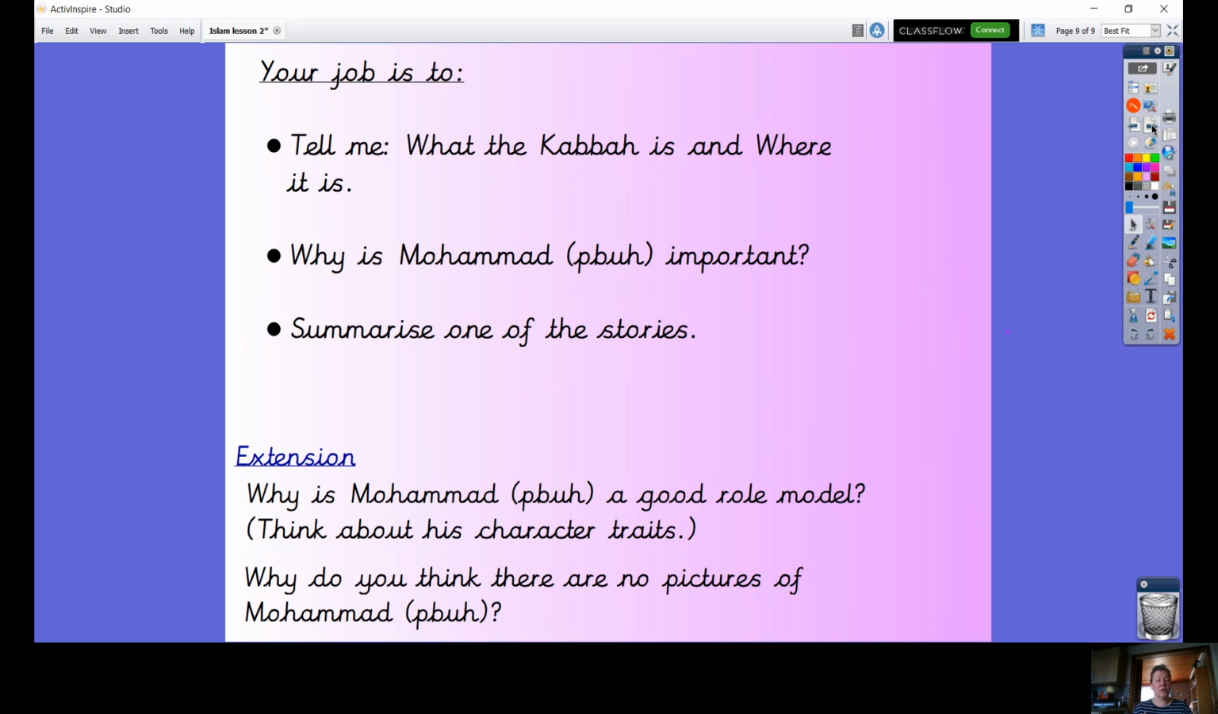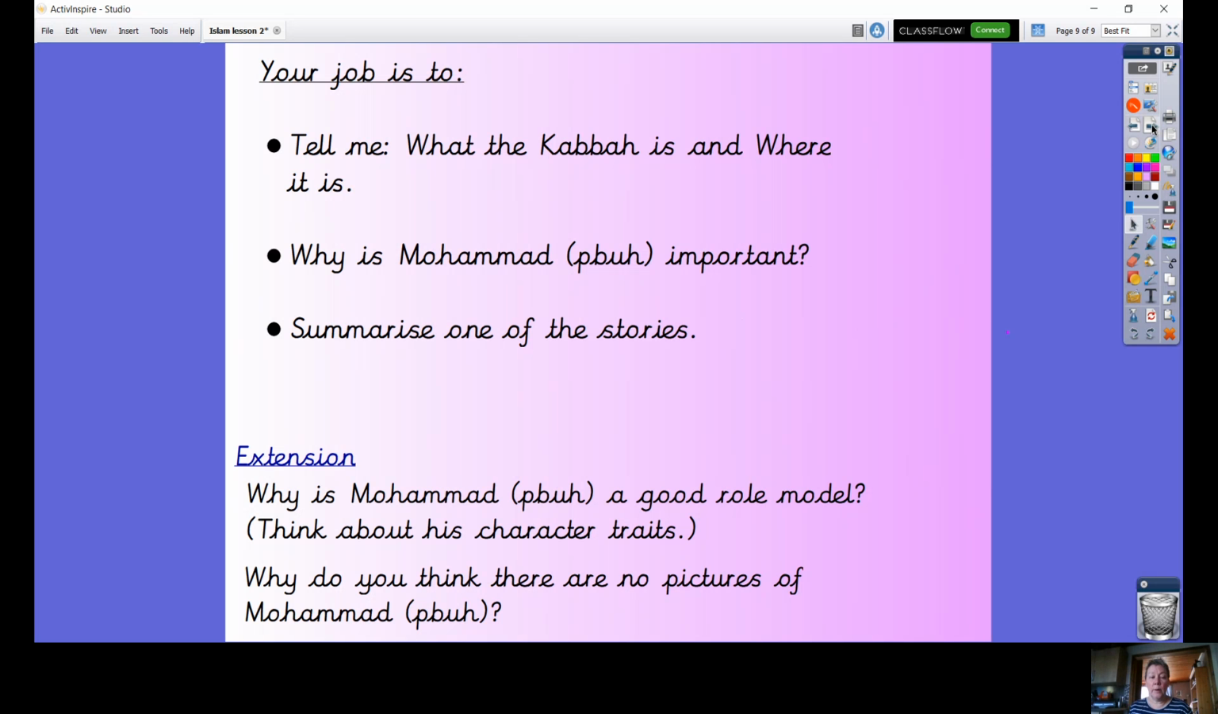So it could be Muhammad at the stream, it could be the one about the placing of the black stone, and it could be the one about the woman and the garbage. It is up to you which one you choose. But summarising, giving me the key points.